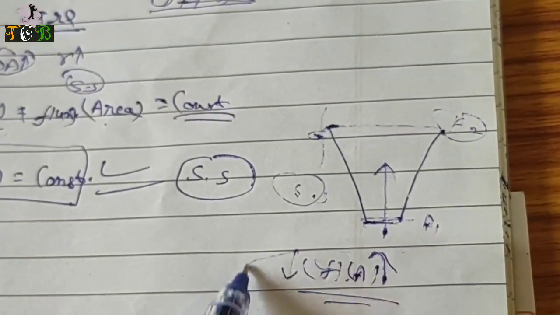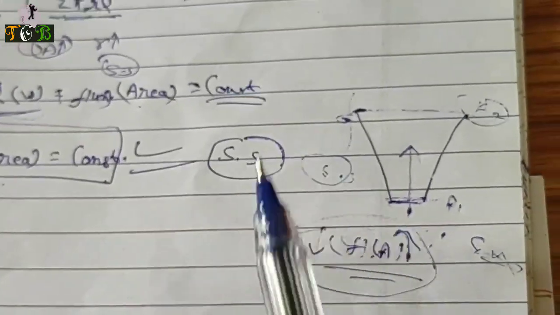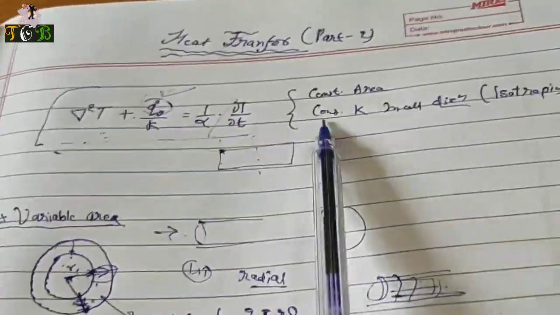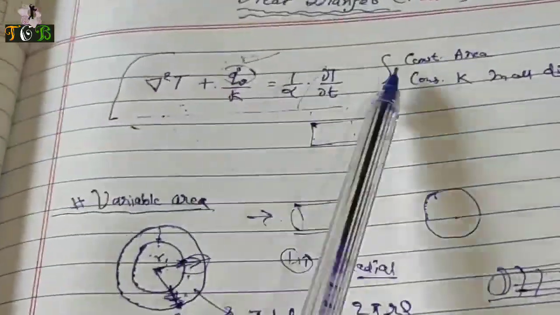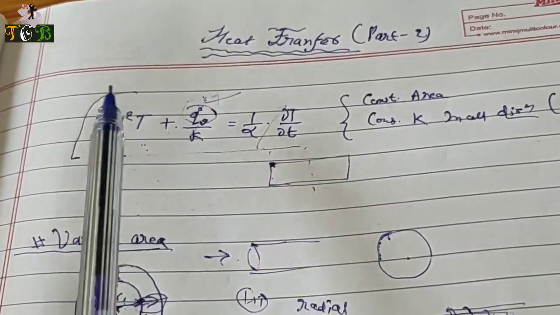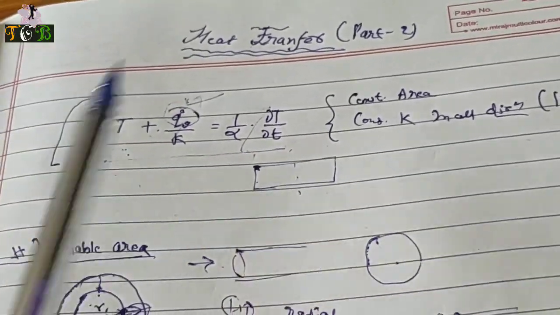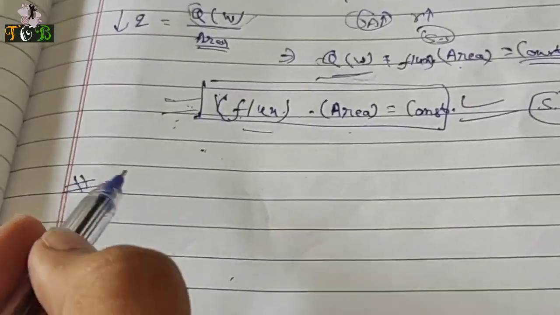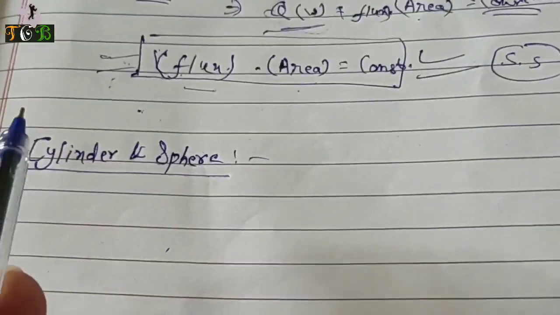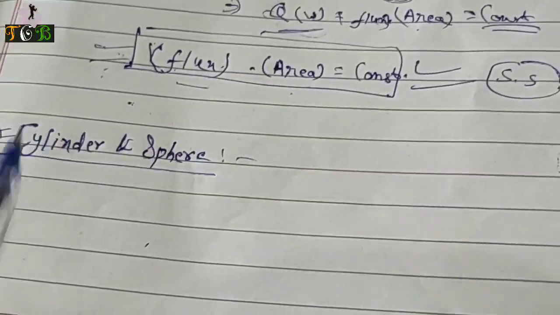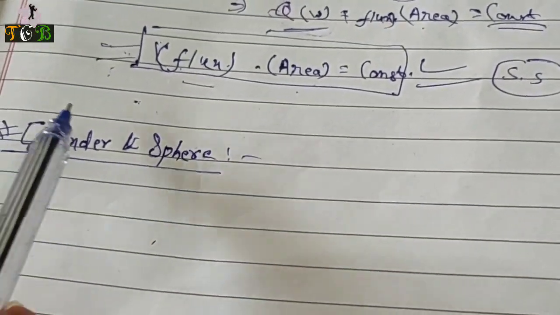There are many questions asked from this concept in the GATE exam also, so you must be familiar with this. Okay guys, we have seen that for the constant area problem the equation was like this, and if we have this differential equation, we can do a lot of things with this. But in the case of variable area, if we talk about cylinder and sphere, this is a very special topic we have to do, because there are many questions from cylinder and sphere problems, most of the time the cylinder.